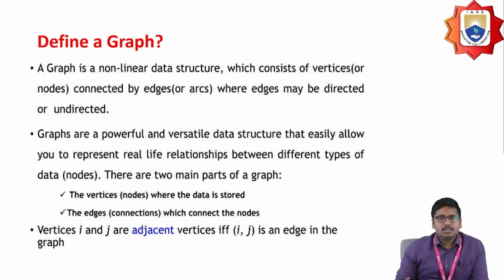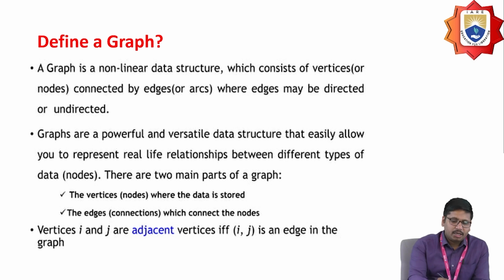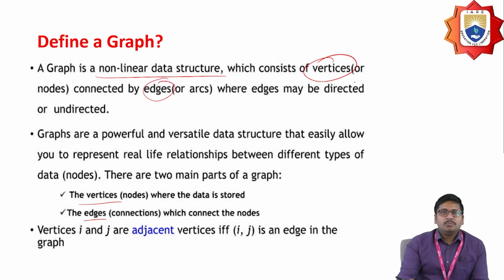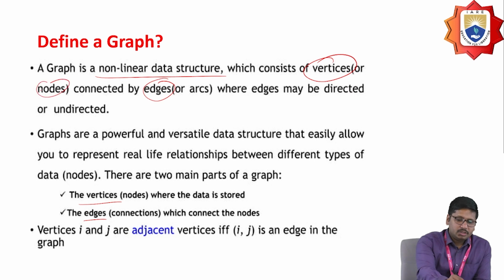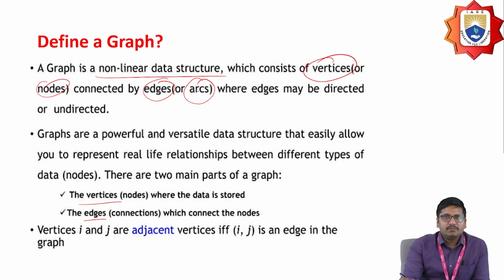If I consider this part of the graph, I can have vertices and edges here. So a graph is a data structure consisting of vertices and edges. The other synonyms: I can call the vertices nodes, and the edges can be called arcs. Graphs are powerful, versatile data structures which show the relationship between different types of data. Normally a graph is divided into two parts, what we call vertices and edges.